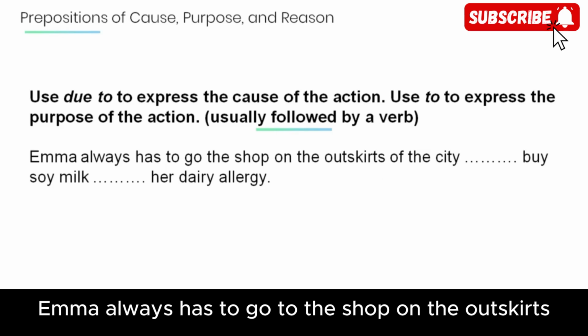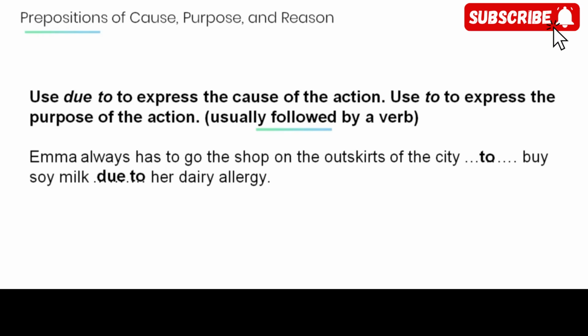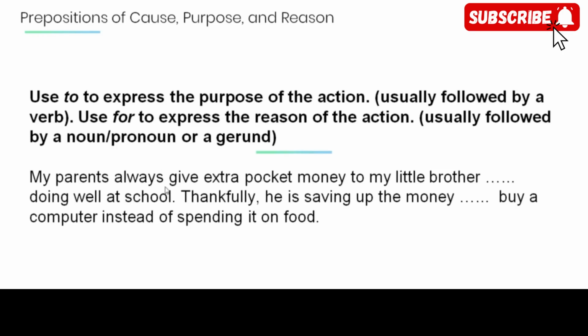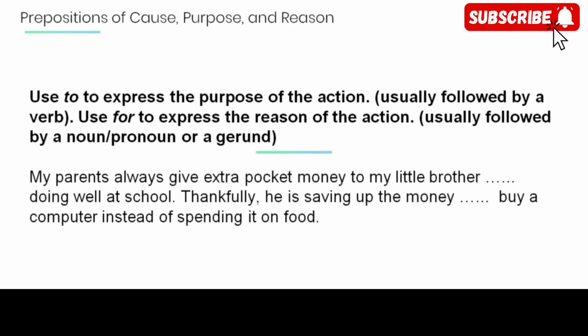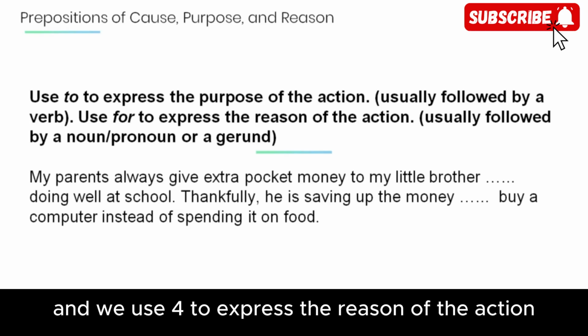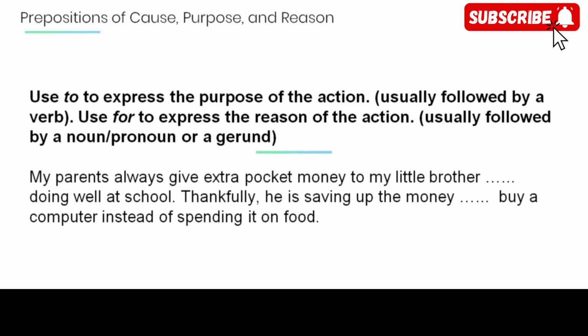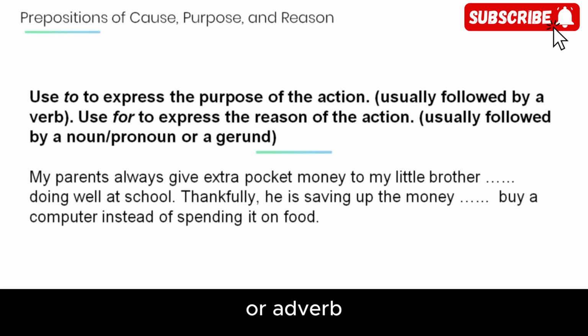Emma always has to go to the shop on the outskirts of the city to buy soy milk due to her dairy allergy. Now we use "to" to express the purpose of the action. Remember that "to" is usually followed by a verb, and we use "for" to express the reason of the action. And "for" is usually followed by a noun, pronoun, or adjective.